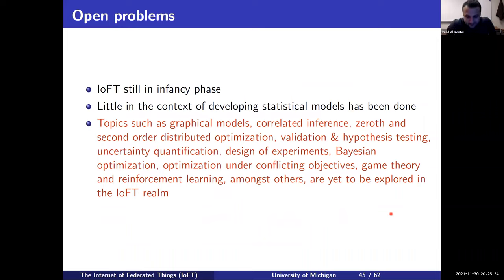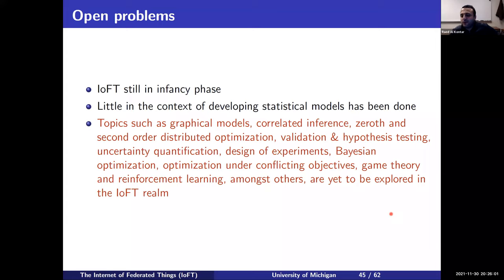So here, I want to end by noting some interesting open problems. Definitely, the open problems that I will discuss are not an exhaustive list. This is a very new topic, and the open problems will be dictated by the applications. As I mentioned again, IoFT is still in its infancy phase. Most of what we have seen in IoFT and in federated analytics is on an algorithmic level, developing algorithms for deep learning using first order stochastic optimization. But very little has been done in developing statistical models.